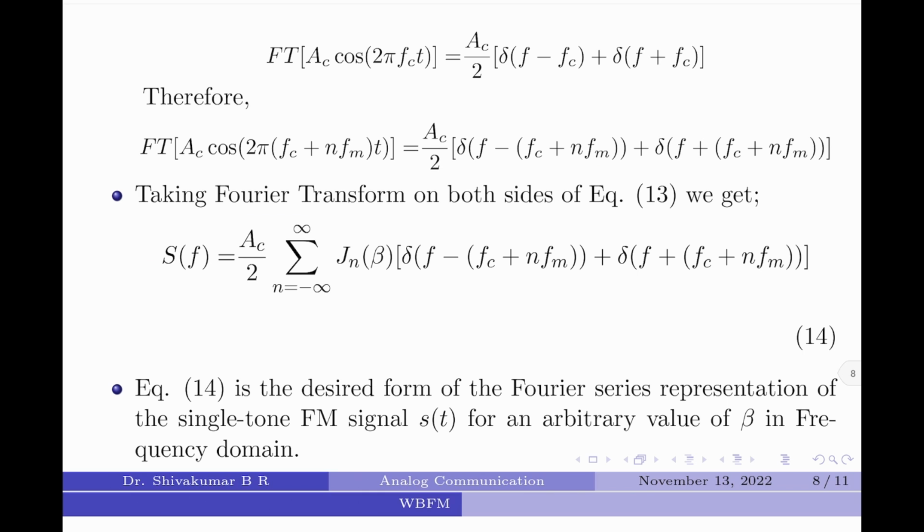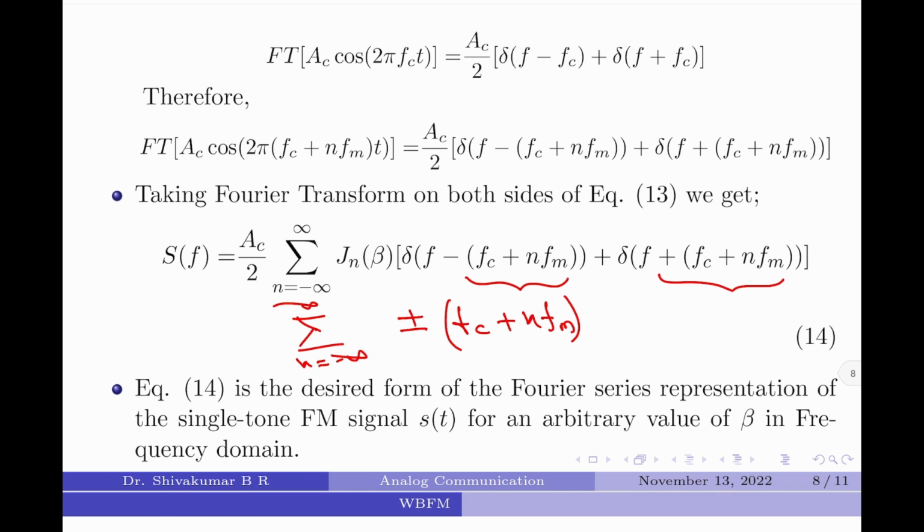Having now identified the frequency domain representation for the frequency modulated signal, let us identify the frequency components in this equation and then move on to plot the spectra. The frequency components in this equation are f_c plus n f_m and minus of f_c plus n f_m. So, the frequency components are located at plus or minus (f_c plus n f_m). It should be noted that n varies between minus infinity to plus infinity. So, there should be infinite number of frequency components once we start identifying the different values for n.